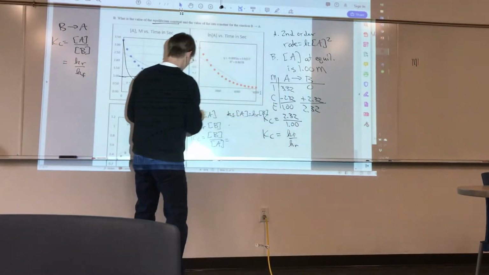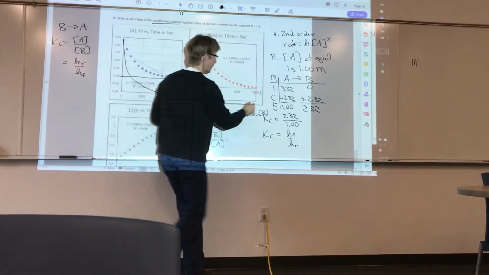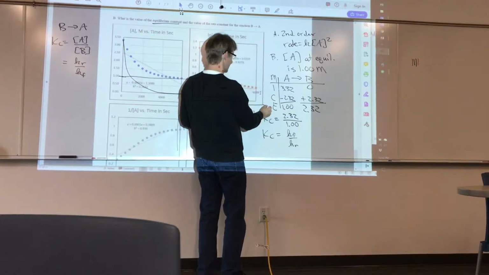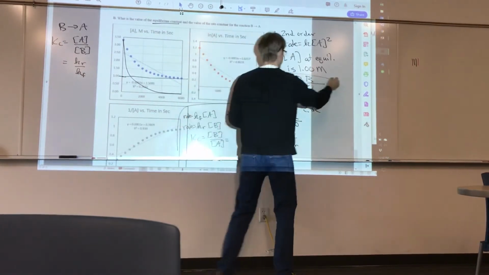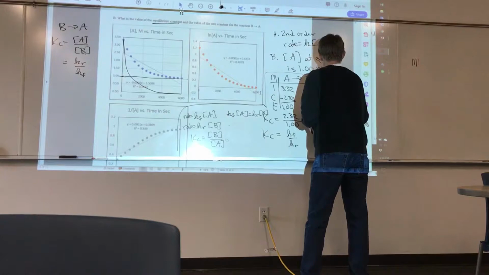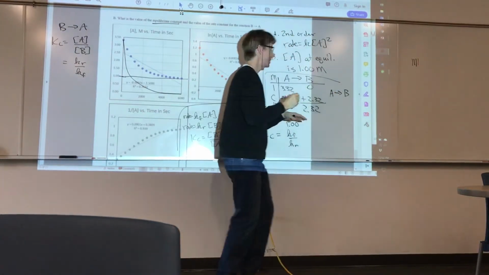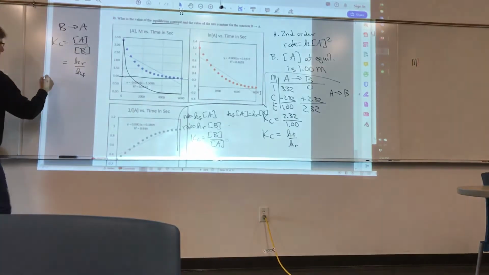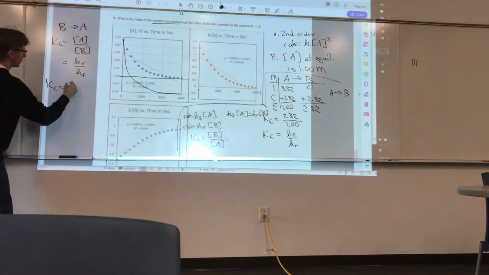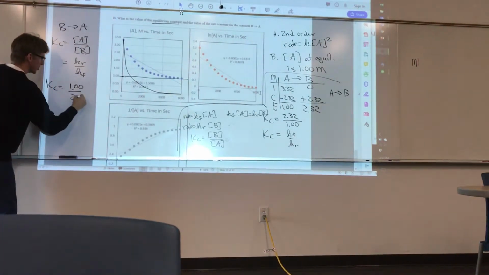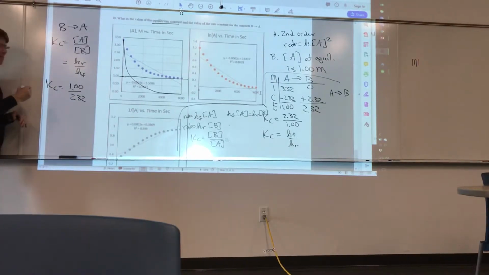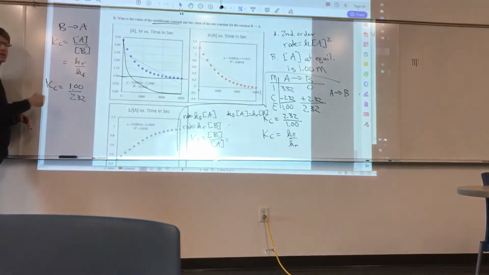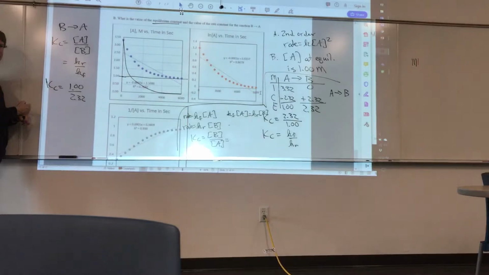So I made a mistake over here. When I solved it over here, I was solving it for A goes to B. And if I solve it for B over A, then KC should be 1 over 2.32. And so everything is upside down.